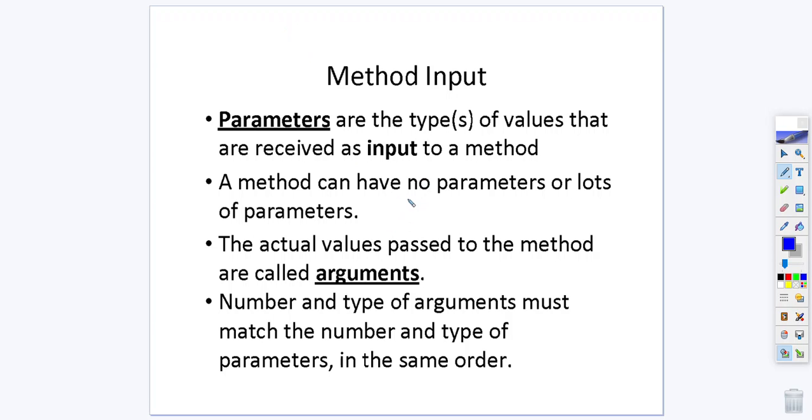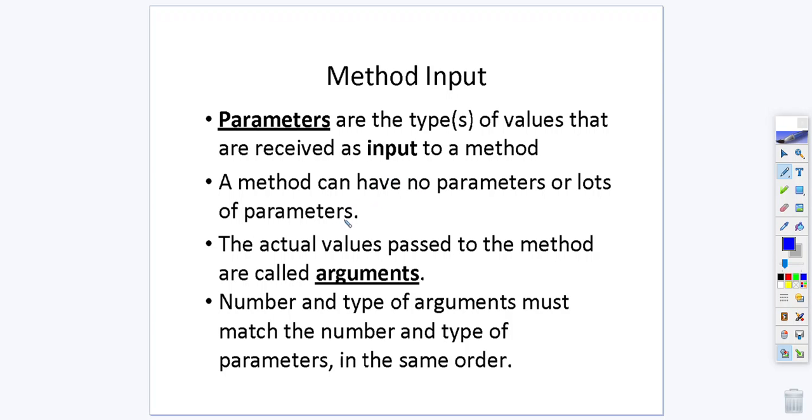Now you can have a method that expects and requires input, and that's called parameters. When you have a parameter, it's going to be expecting a particular type of value. So it could expect an int, it could expect a double, it could expect a boolean or a string or different objects. It could have none, or it can have lots of them.